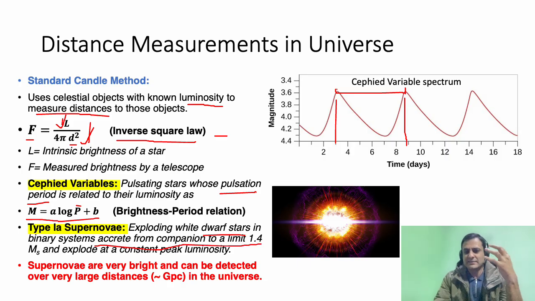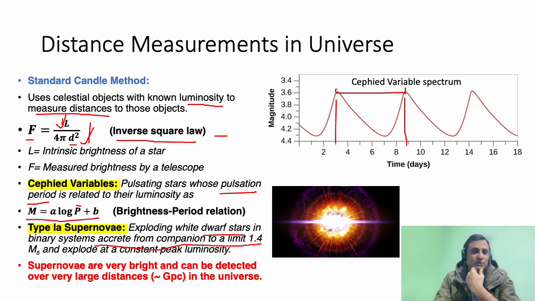So it can eat more mass, as much as its mass can become 1.4 times the mass of our Sun. And then what happens? Then it just explodes. Because it explodes at a certain mass, each type 1 supernova happening anywhere in the universe will have a constant luminosity L. It means that if you find a type 1 supernova anywhere in the world, you know how much intrinsic brightness it has.